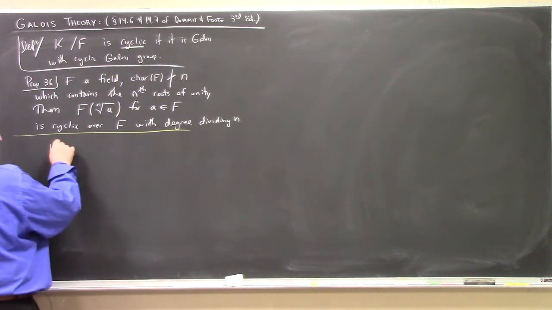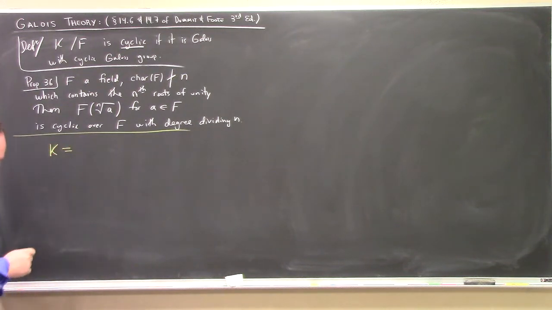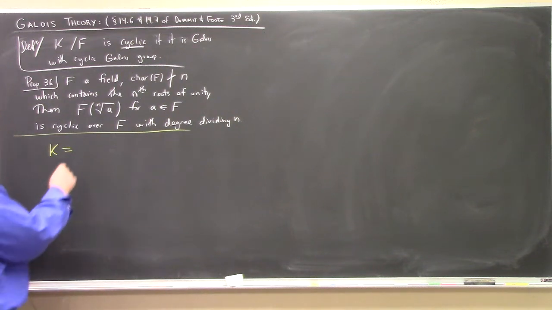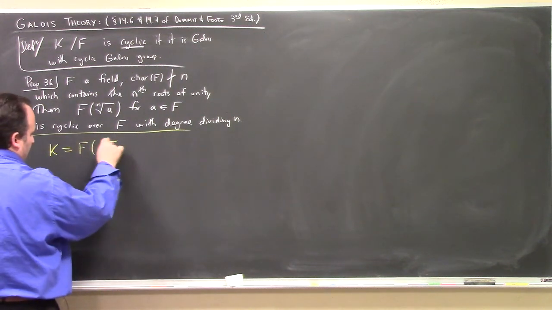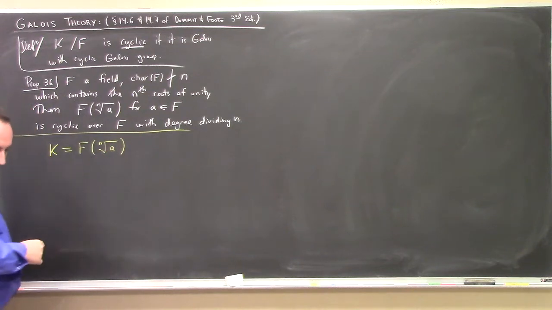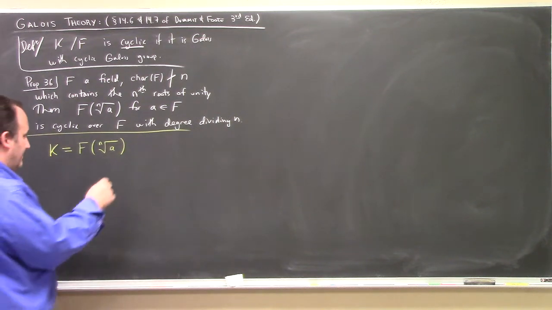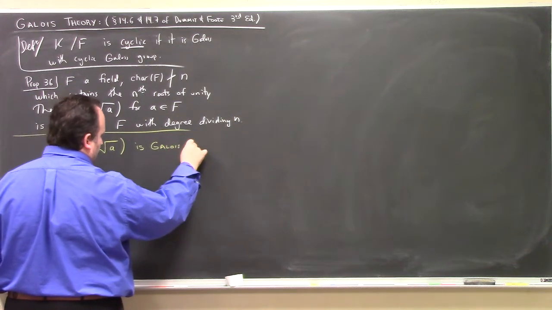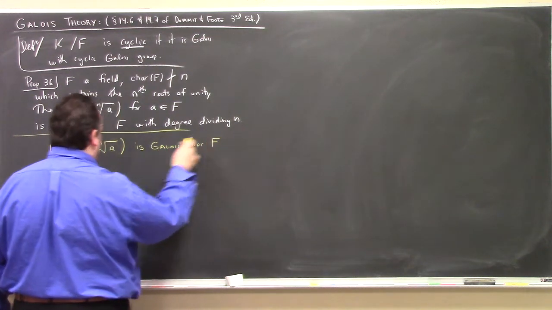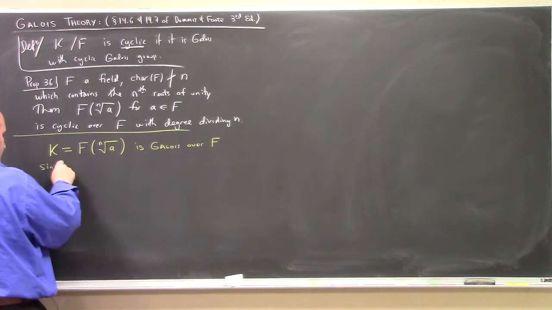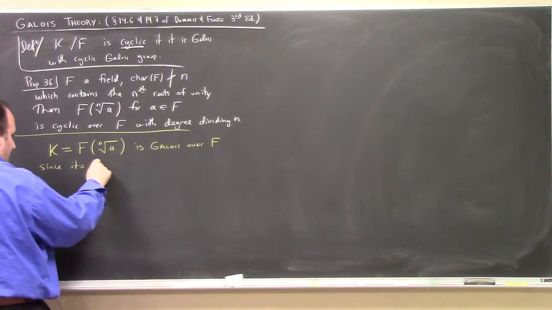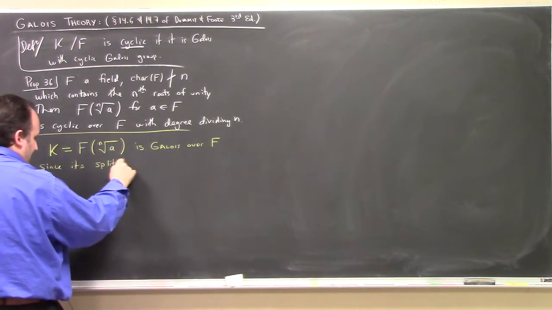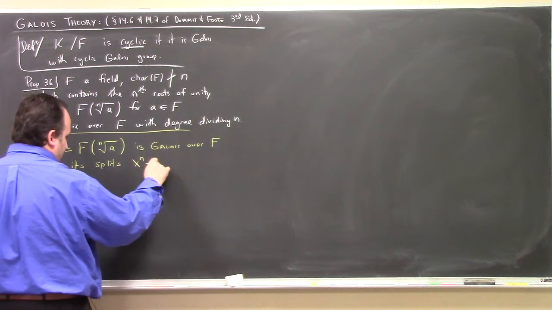The extension K equals F joined with the nth root of A is Galois over F, since it splits x to the n minus a.